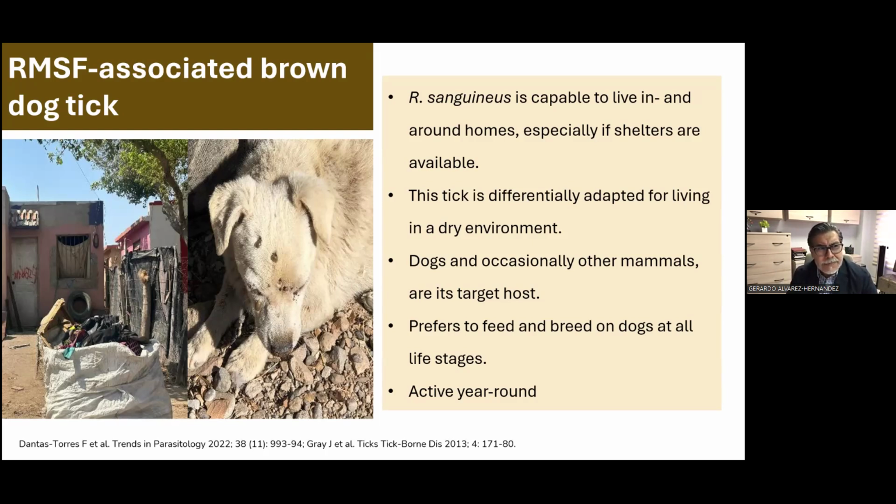It has very interesting ecological characteristics because it shows the capacity to survive in different environmental conditions. And very importantly, it has a great capacity to adapt to live indoors and outdoors. Another remarkable characteristic of this tick is its preference to feed on domestic dogs. This tick is active almost year-round.